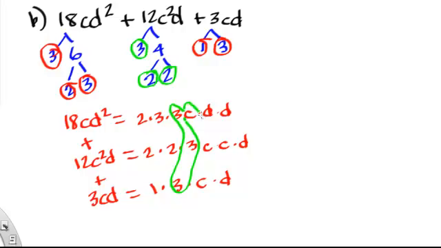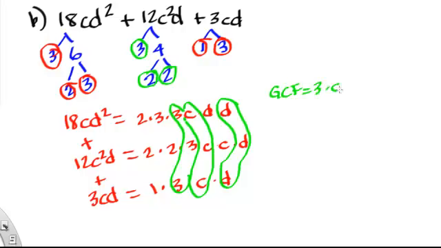They have a set of c's in common. They have a set of d's in common. So the greatest common factor is 3 times c times d, or 3cd.